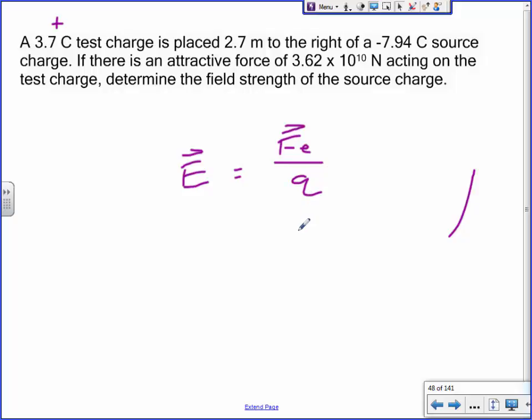We have to do two numbers and divide by each other. We need to take 3.62 times 10 to the 10. We have to divide by a charge. Which one, though? The 3.7. Because it is the test charge.